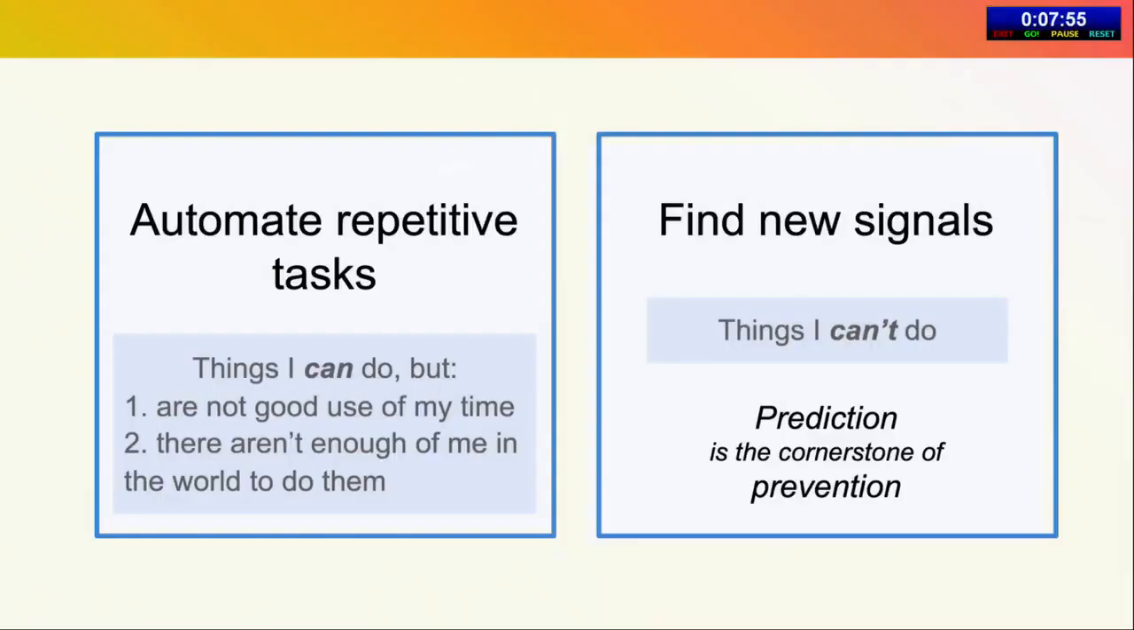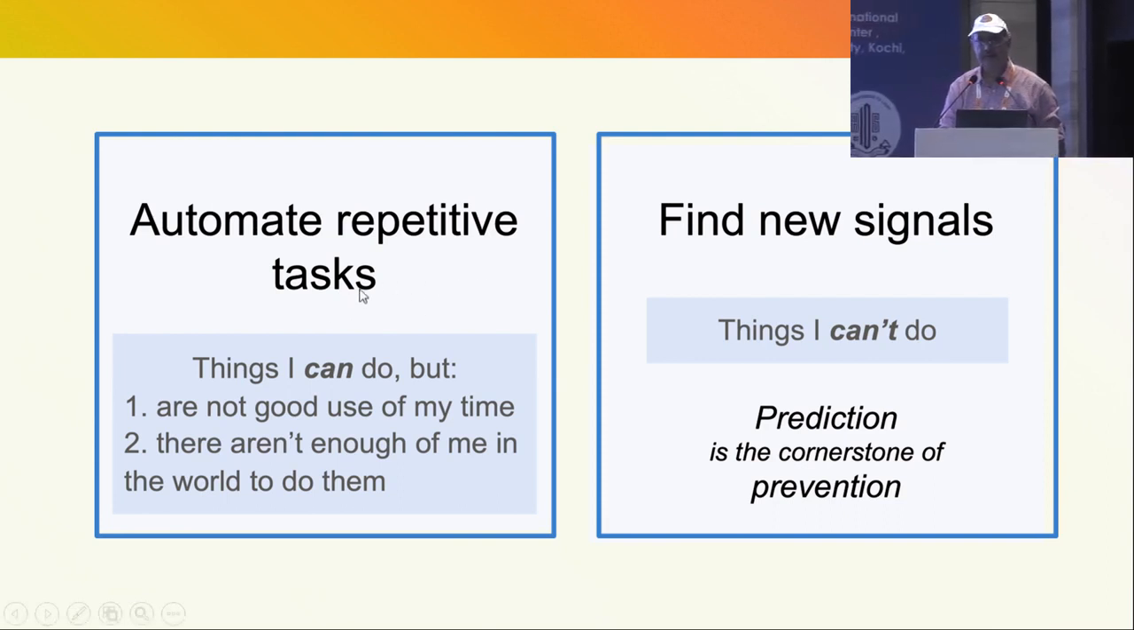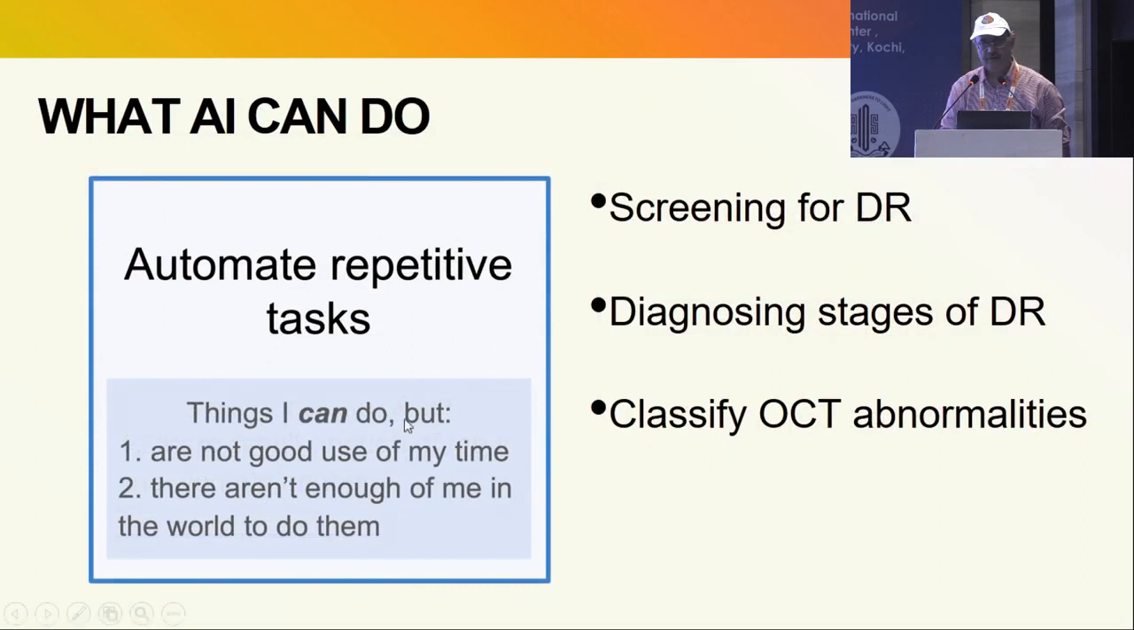So basically, the difference AI can make in diabetic retinopathy is there are some repetitive tasks which, if doctors are not having much time, AI can identify. But there are some things which doctors cannot do, and that is prediction of the disease. So AI can do screening. It can diagnose stages of PDR and can also classify OCT abnormalities.